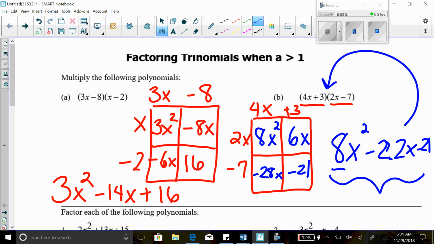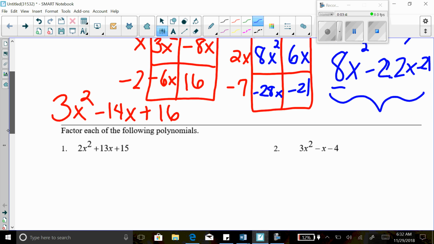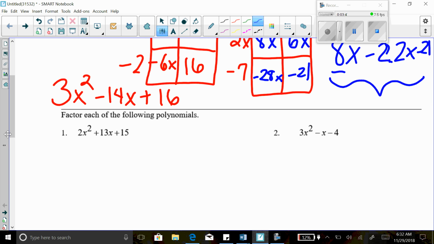I'm not sure what method you guys used last year. I believe it was the slide and divide method, but I think this method is really easy once you guys get it, and I think it works really well. So let's show you what to do. So here we have factor each of the following polynomials. So we look at the number in the front and say, okay, that's not a 1. What do I do?